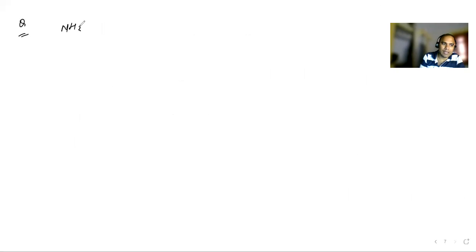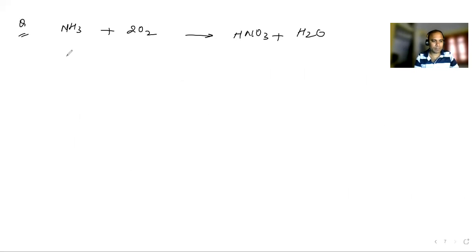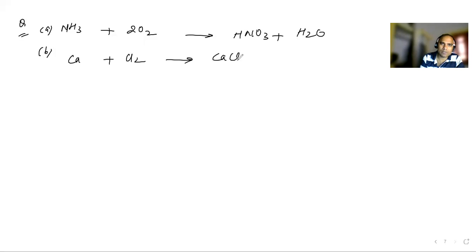That is NH3 reacting with 2O2, giving HNO3 plus H2O. They have given some data. Let me see the data. This is the first one. And B number is Ca plus Cl2 giving CaCl2. C number is HgO converting to Hg plus half O2. Like that they are taking.